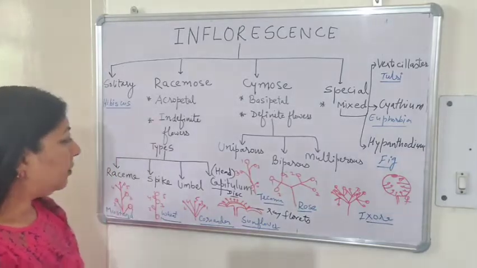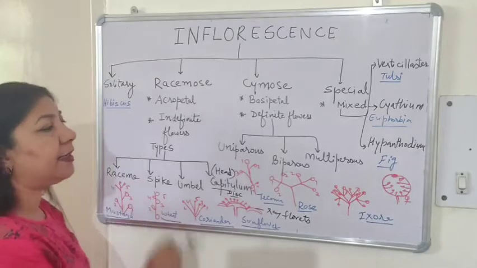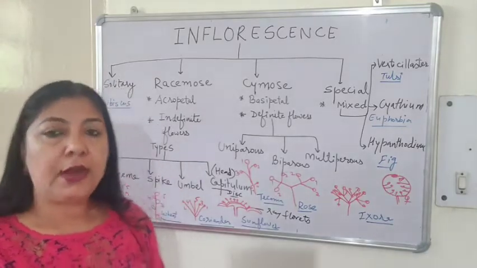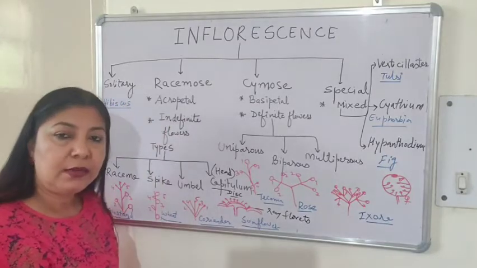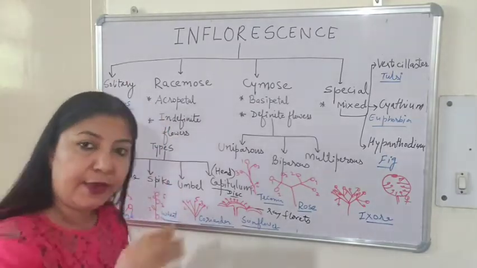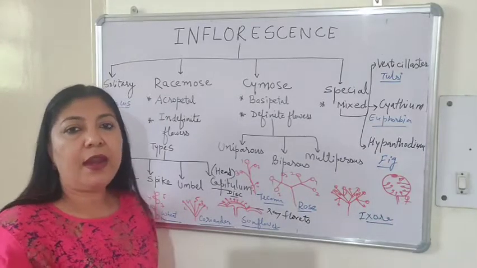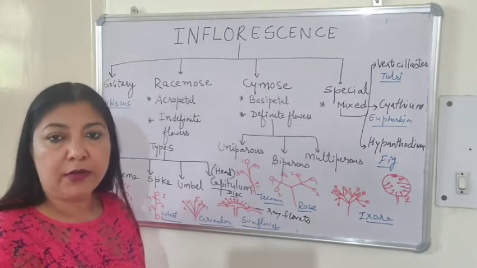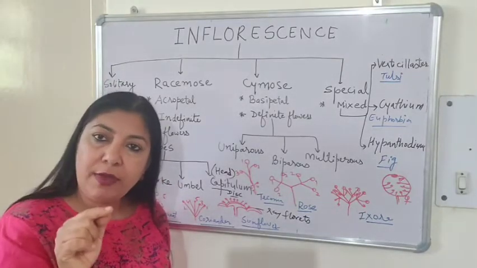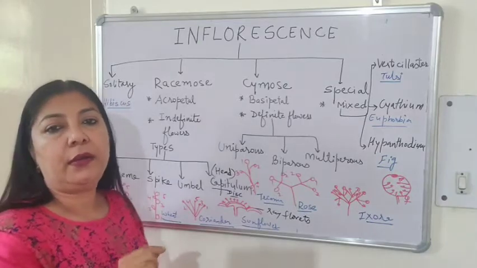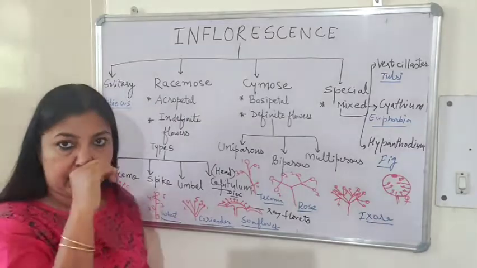Okay, so these are the different types of racemose inflorescence. Their common feature is that the arrangement of flowers is acropetal and there is indefinite growth of the floral axis. As a result, there are an indefinite number of flowers and the top point is always occupied by a bud, never a flower. So this is about racemose inflorescence.